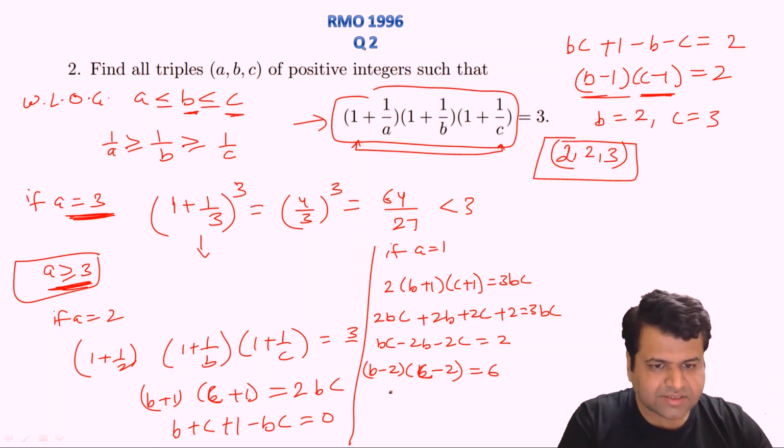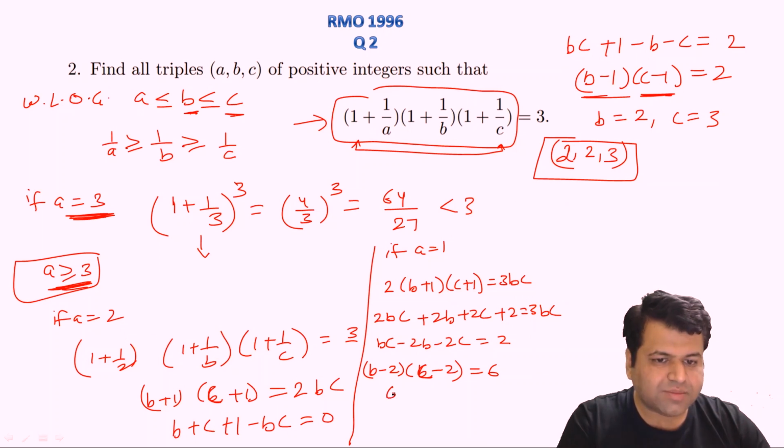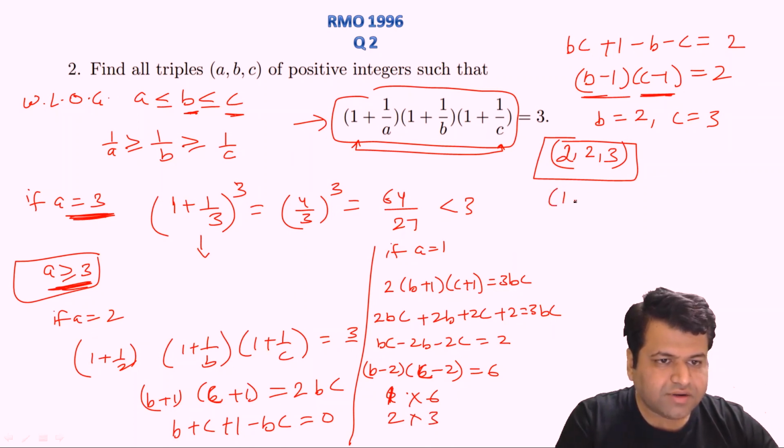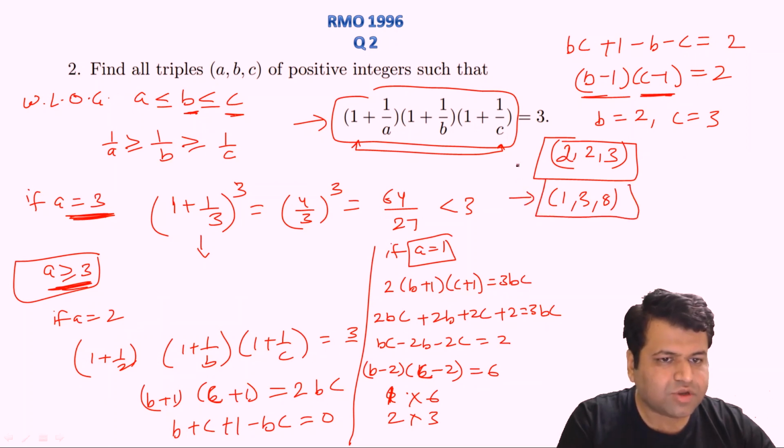So we can factorize this. According to this, there are two possibilities. Either this can be 1 into 6, or it can be 2 into 3, right? So A was 1 clearly in this case. So B can be 3, so C can be 8, right? So 1, 3, 8 is this, any arrangement of this will be a solution, right?